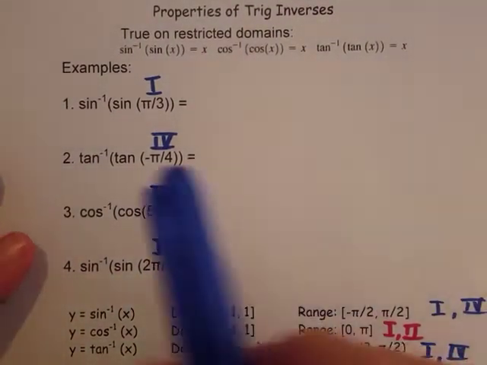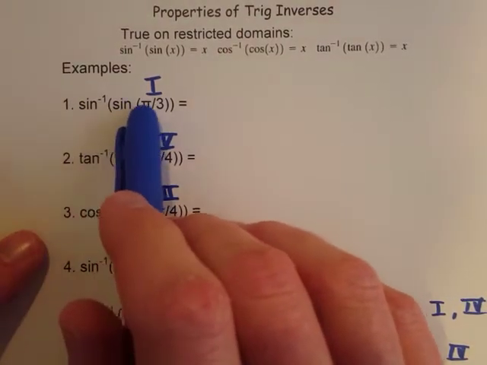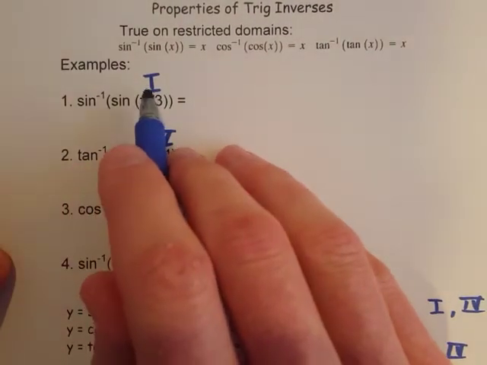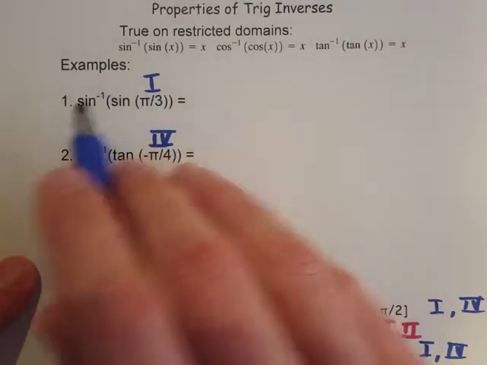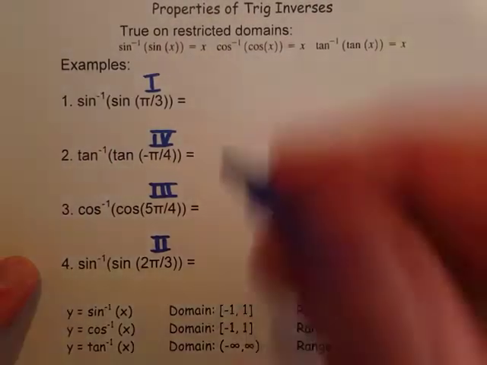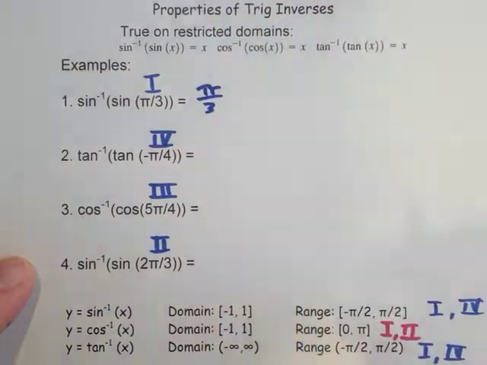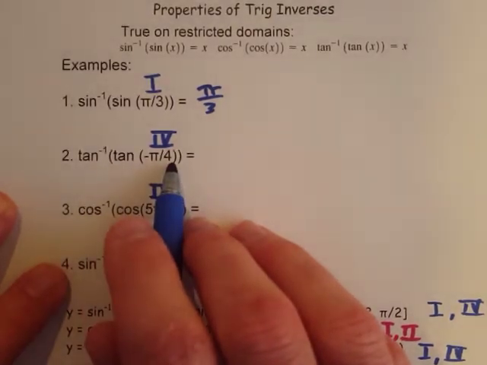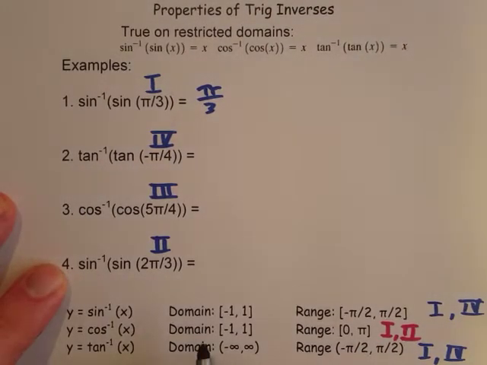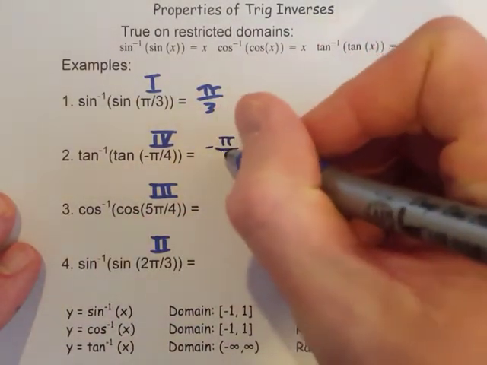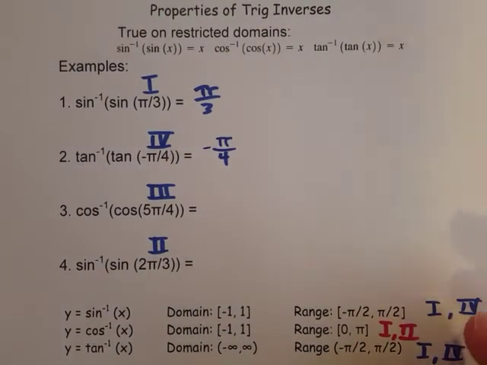All right, so here's the process that we go through. We see sine inverse of sine of pi over 3. We notice that this angle is in quadrant 1. So we have to ask ourselves, is quadrant 1 a part of the range of sine inverse? And it is. It's either 1 or 4. This one is good to go, and we can just say they undo each other. This is pi over 3. Next up is tangent inverse of tangent of negative pi over 4. We determined that that was in quadrant 4. Is that in the range of tangent inverse? Yes, it is. Quadrant 4 works. And so again, they undo each other. So we've got pi over 3 and negative pi over 4 for those.